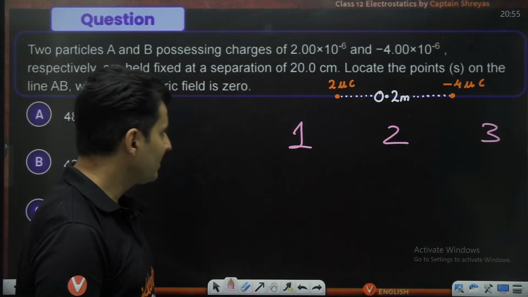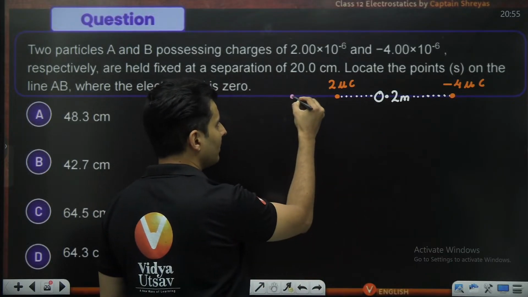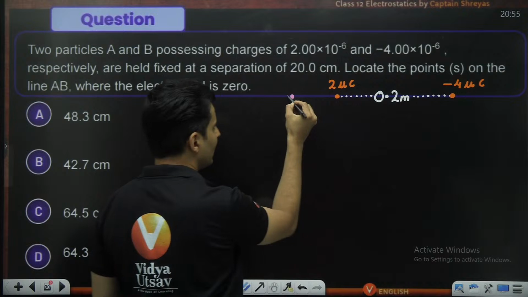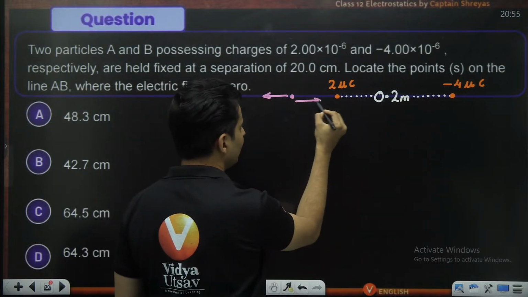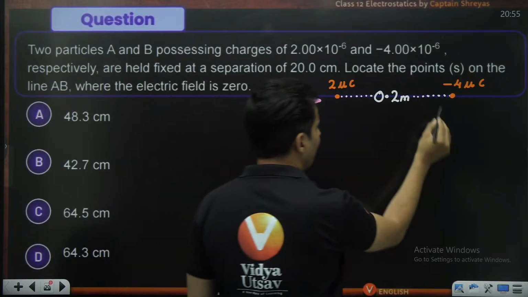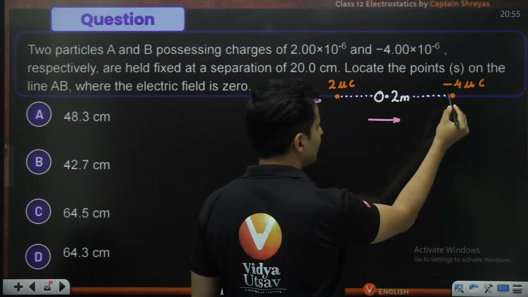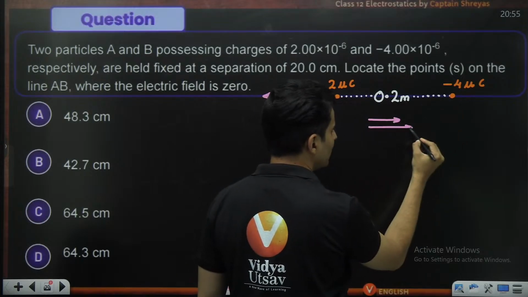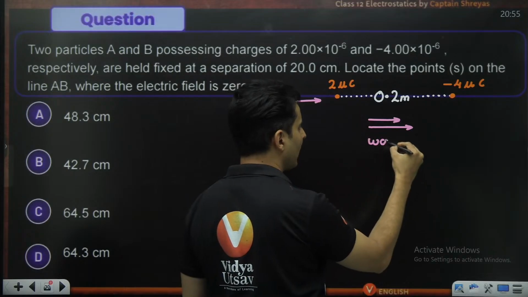So, guys, let me tell you the answer. If I'm over here, this positive charge will give a field here, and this negative charge will give a field here. If I'm somewhere in between, this positive charge will give a field like this, and this negative charge will also give a field in the same direction. So 100% it won't cancel.